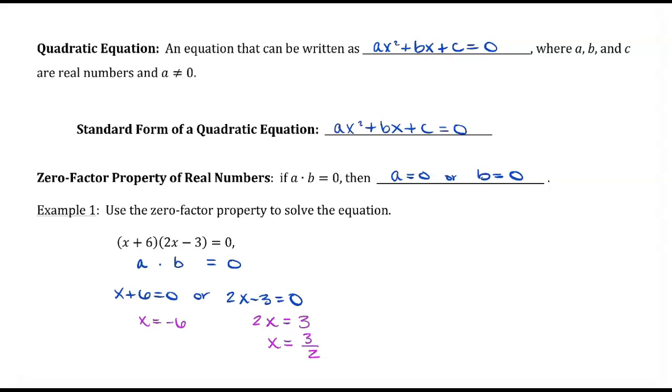This gives us a solution set with two real numbers. X can be equal to negative 6 or positive 3 halves. And there are two solutions to this equation. Let's go on to example 2.